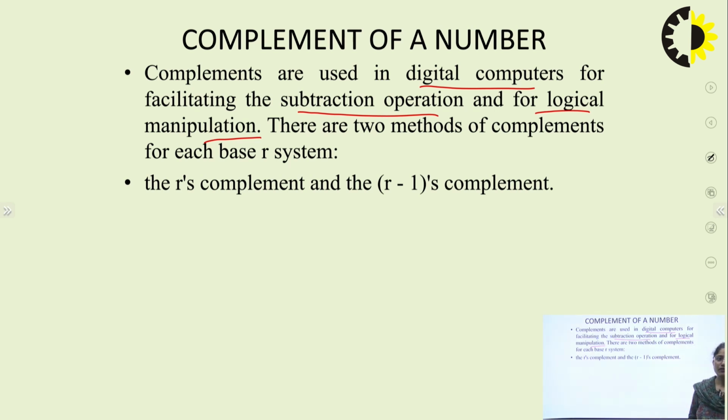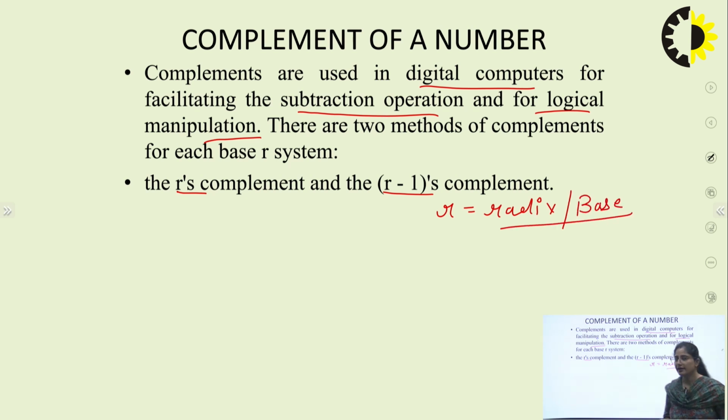There are two methods of complement: there is the r-1 complement and the second one is the r complement. What is r here? r is basically a radix, or you can say r is the base. So r is the radix. Like when we have a binary number, it has base 2, so r is equal to 2 here.